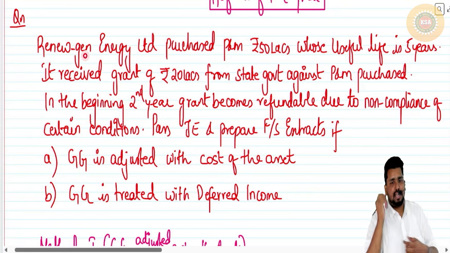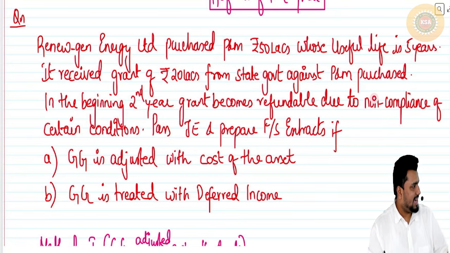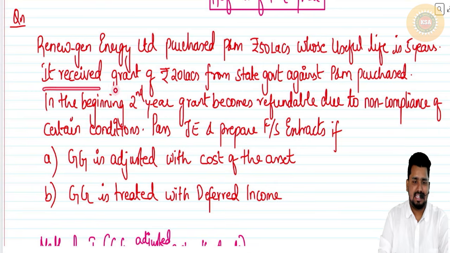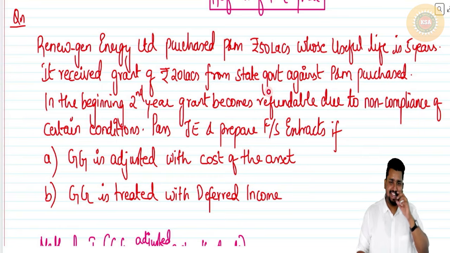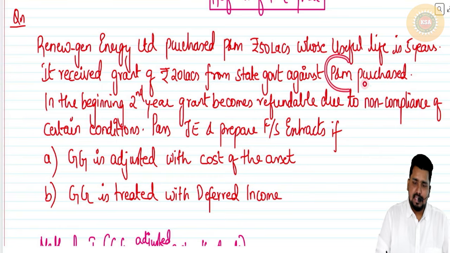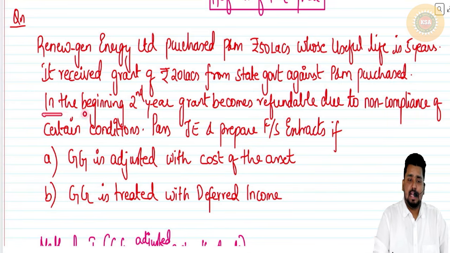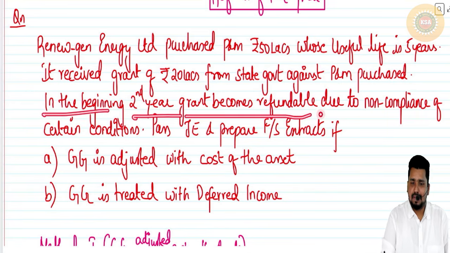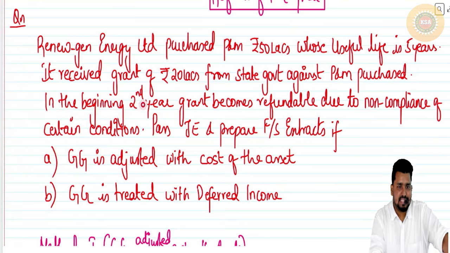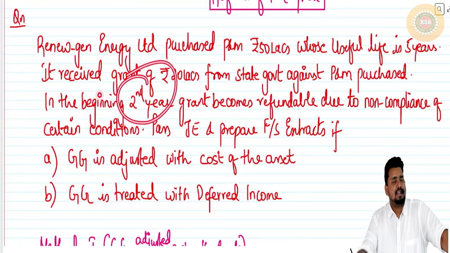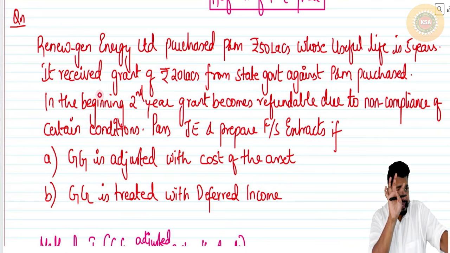Read this question. Renewagen Energy Limited purchased plant and machinery for 50 lakhs whose useful life is 5 years. You all have calculators with you. It received a grant of 20 lakhs from the state government against the plant and machinery, which means a depreciable asset. In the beginning of the second year, the grant becomes refundable due to non-compliance of certain conditions. In exam questions, they may ask in the beginning of the third year or fourth year, or at the end of the third year, so see whether it is the beginning or the end.